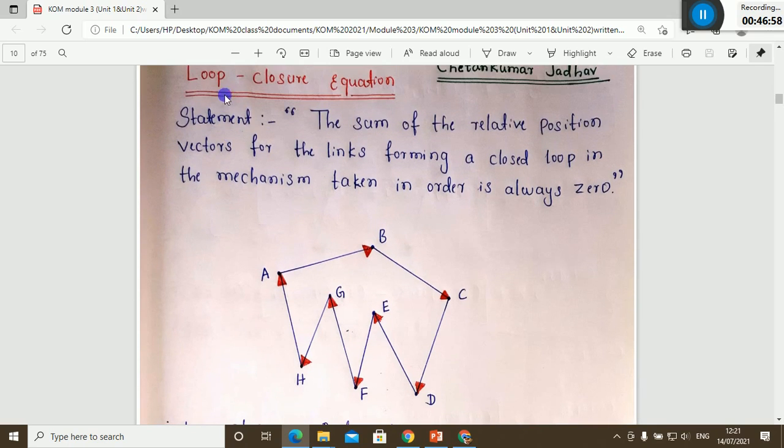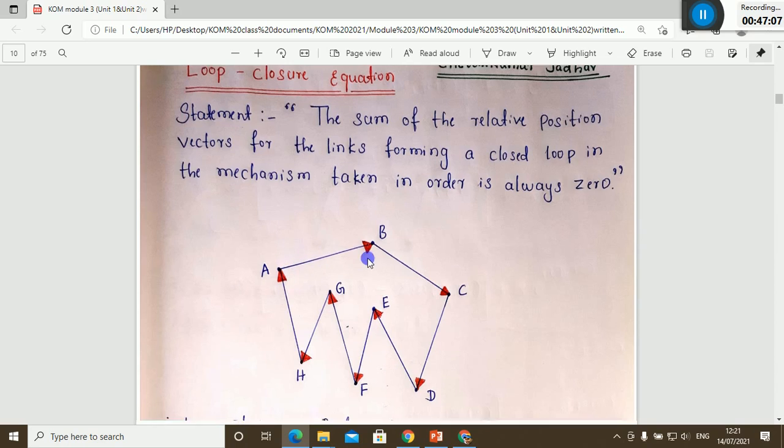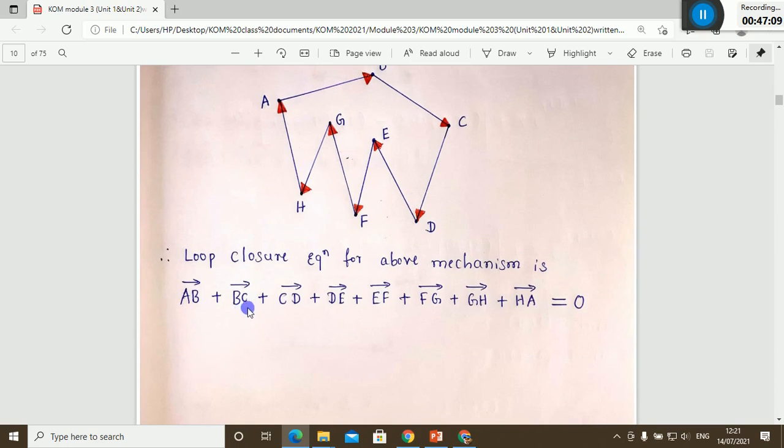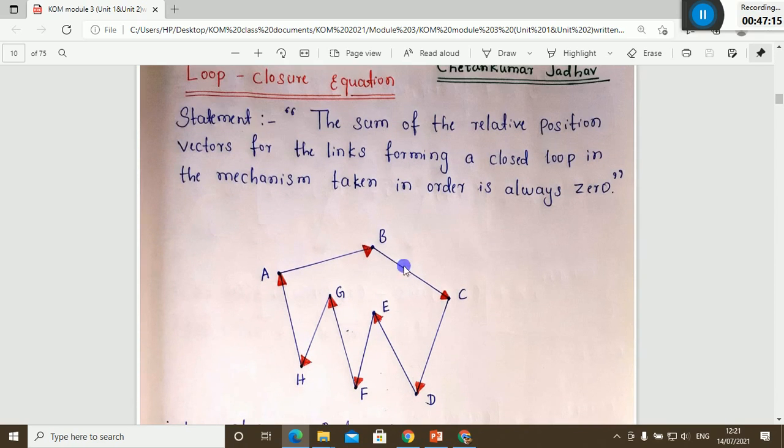And this loop closure equation states that whenever there is a closed loop or closed profile, the summation of all the vector displacements is 0. Okay, and you have to take them in one order. I'll explain how to take the order. The sum of the relative positions or displacements of the vectors of the kinematic links forming a closed loop in a mechanism, taken in order, is always 0.